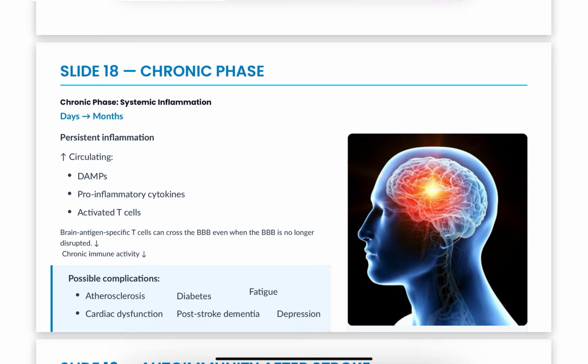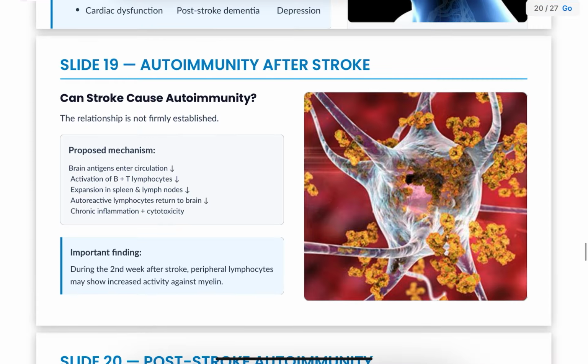So the persistent immune activity and inflammation contribute to long-term complications such as atherosclerosis, cardiac dysfunction, diabetes, post-stroke dementia, fatigue, and depression. So the immune consequences of stroke can potentially extend beyond the time limit of the neurological event, the time limit that we already have in mind. Now let's talk about the autoimmunity after the stroke.